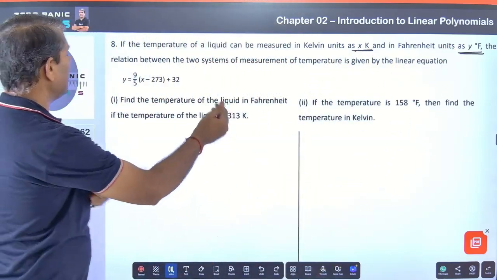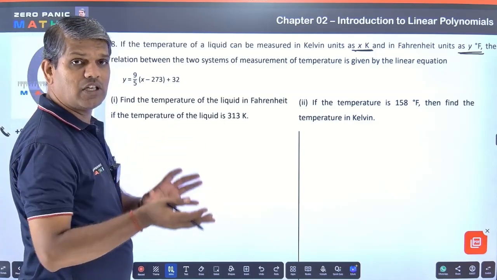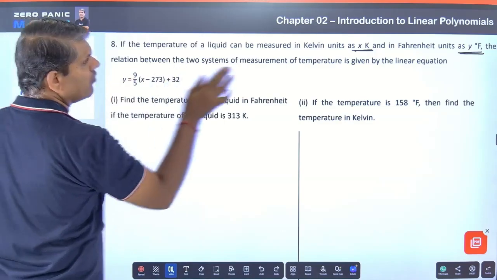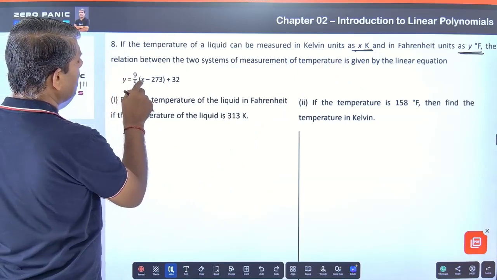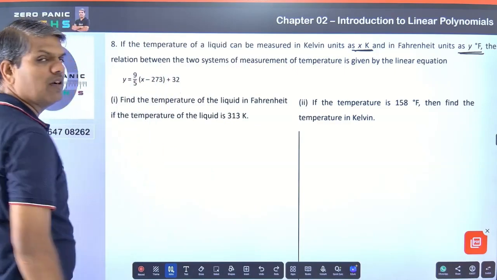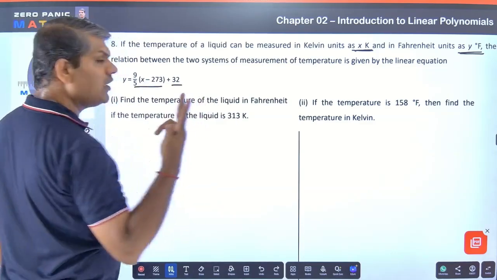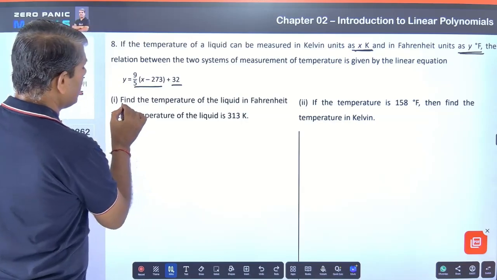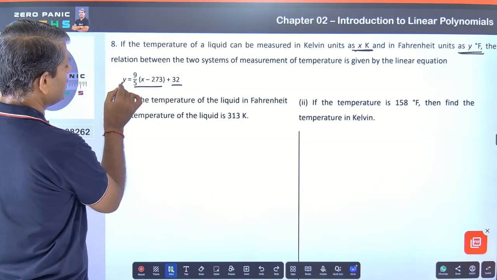So the formula for the conversion between the two measuring units is given by this formula, that is y, which is in degree Fahrenheit, is equal to 9 by 5 into (x minus 273), and the whole value is added with 32, the plus 32. Now what are the problems? There are two different kinds of answers they need here. First thing is find the temperature of the liquid in Fahrenheit by using this formula, because this is already given.